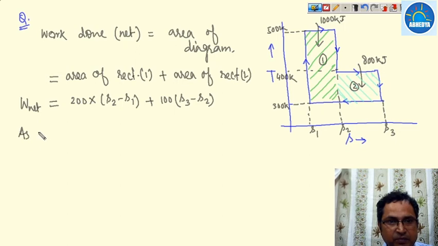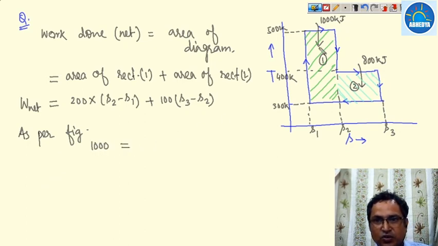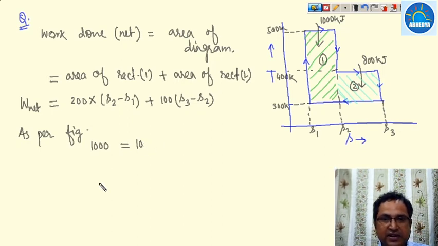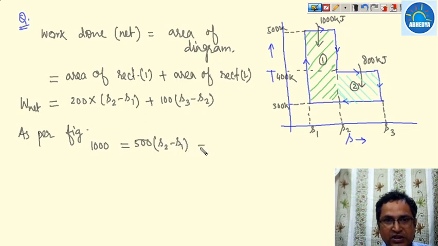As per figure, 1000 kilojoule, that is the heat which is coming inside, is nothing but the area of this entire portion, the big rectangle. So what is the value of this rectangle? That is 500 multiplied by S2 minus S1. So S2 minus S1 is equal to 2 kilojoule per Kelvin.